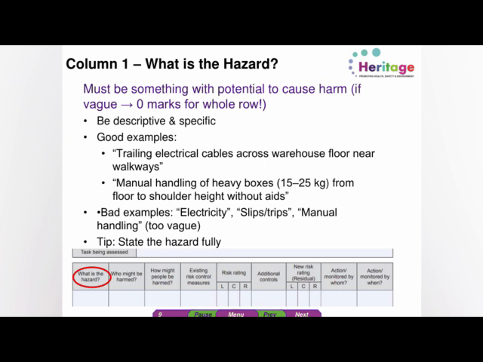Don't be too general. A helpful tip: imagine you are describing the hazard to someone who has never visited the workplace. If they can picture it clearly from your words, you've written it well. Get this column right, and the rest of the row becomes much easier to complete. Let's now move to the next 2 columns. Who might be harmed and how they might be harmed.